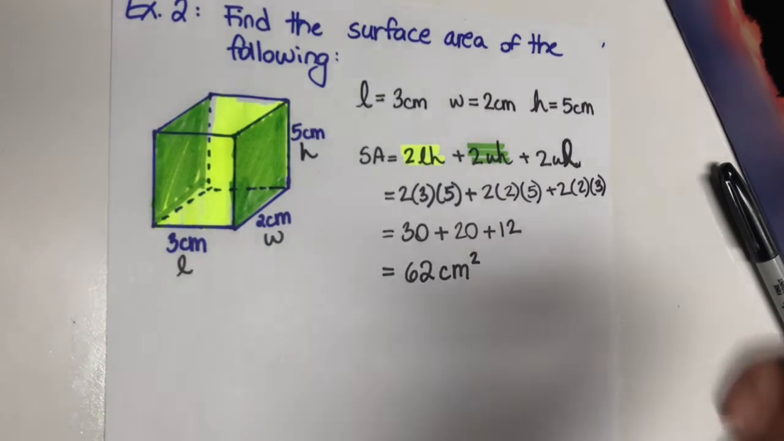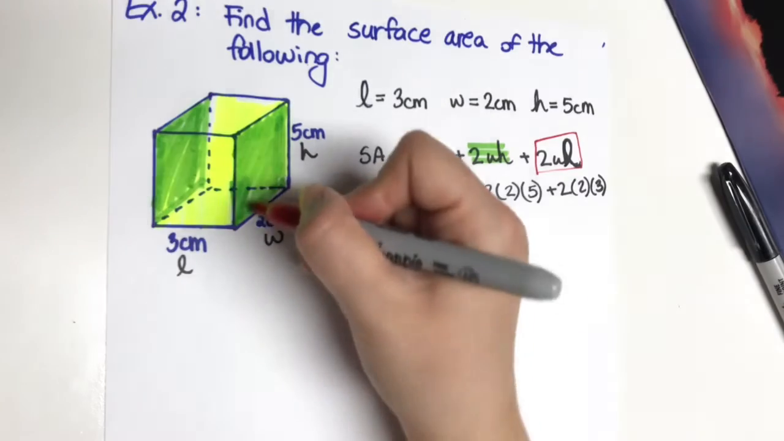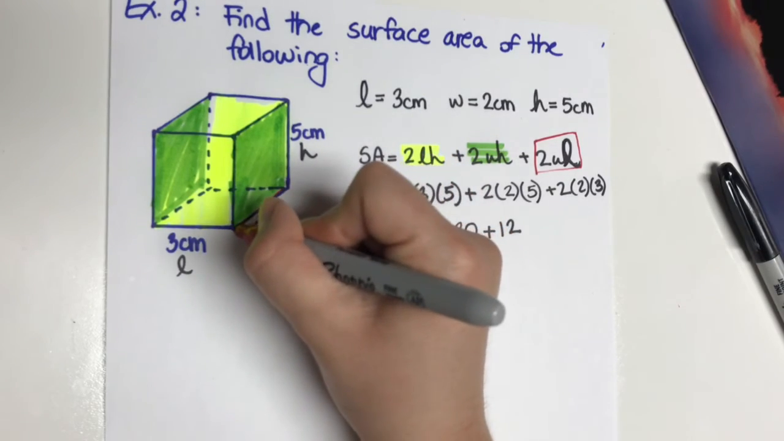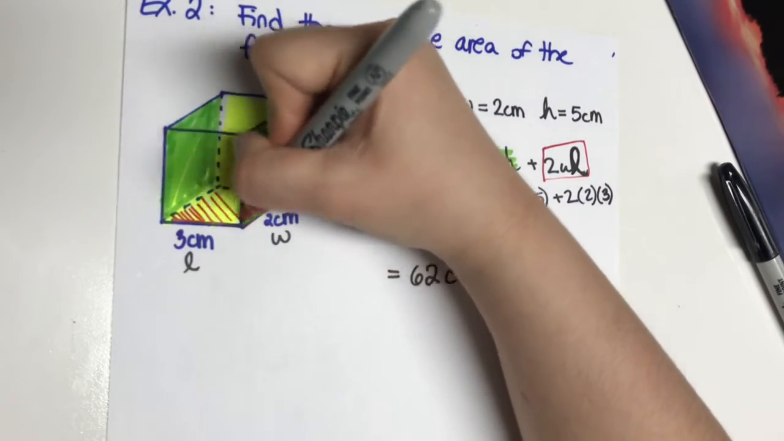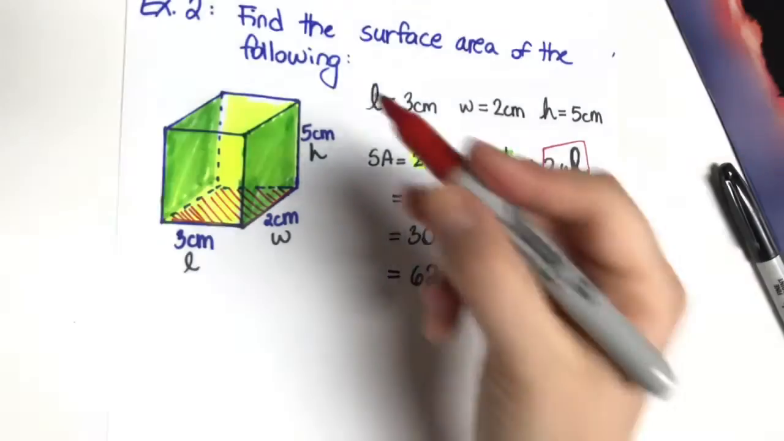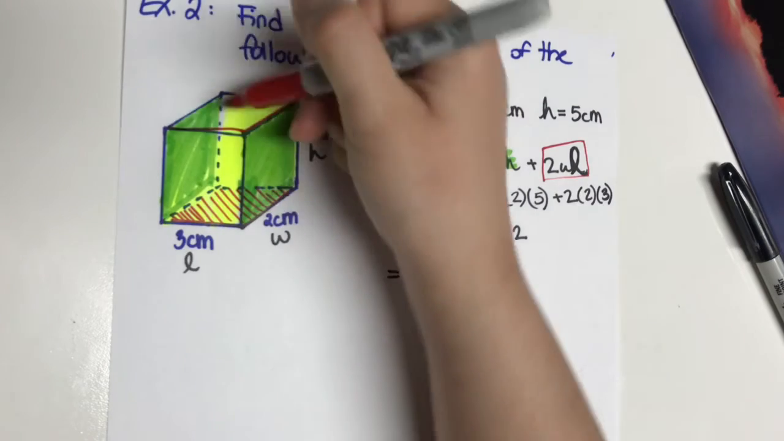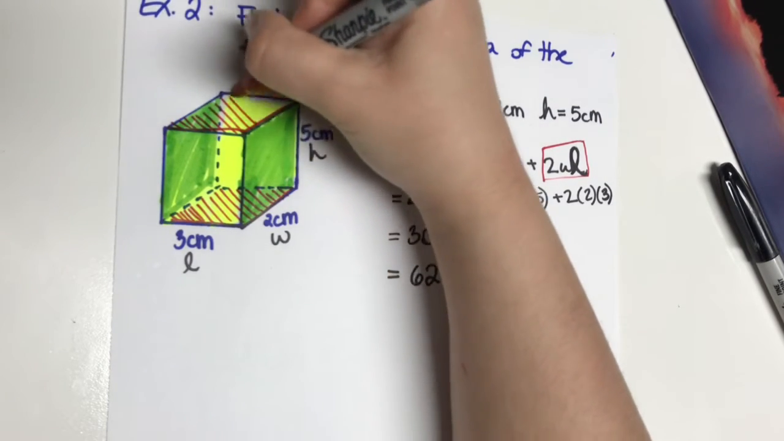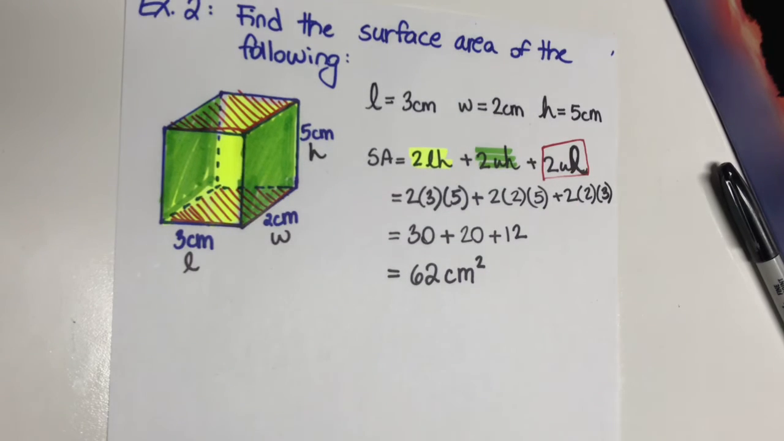The third one, 2 times width times length. So width times length is right here. So it's this rectangle right here at the bottom, which is the same as width times length, this rectangle here at the top. So that's why we're multiplying it by 2, because every face has a pair that's identical. So that's why we have to double each of those measurements.